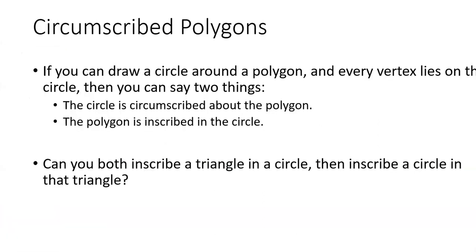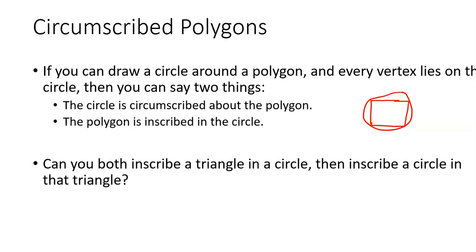Circumscribed polygons. If you can draw a circle around a polygon, every vertex lies on the circle, then you can say that the circle is circumscribed about the polygon, and the polygon is inscribed in a circle. So let's see if I can draw a very simple one over here. If I have a circle and I can draw this polygon so that every vertex touches the circle, then the circle is circumscribed about the polygon because that's the one on the outside, and the polygon is inscribed in a circle.